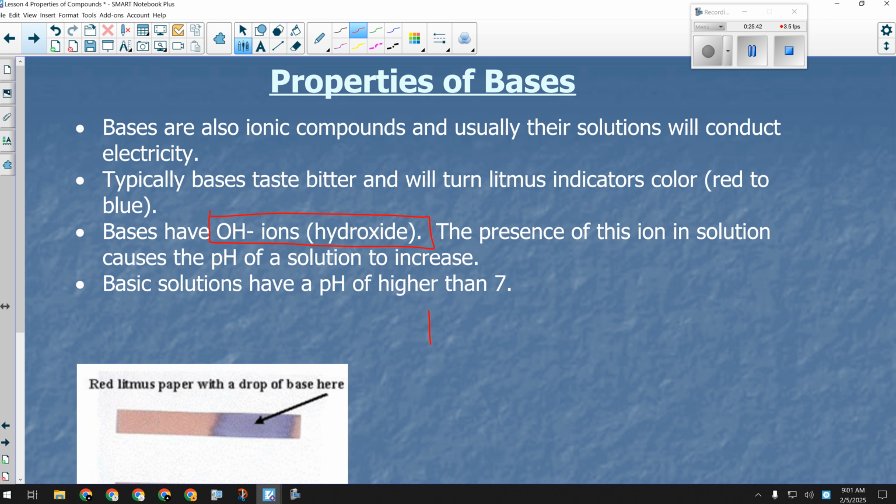So, as an example, that is an ionic compound that would be a strong base, sodium hydroxide. That is the active ingredient in oven cleaner. So it cleans the crud off the inside here, that white foaming stuff.